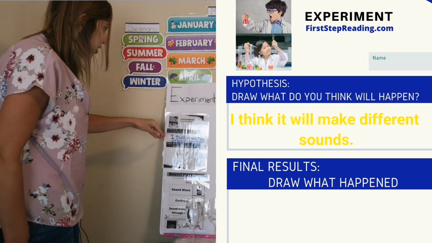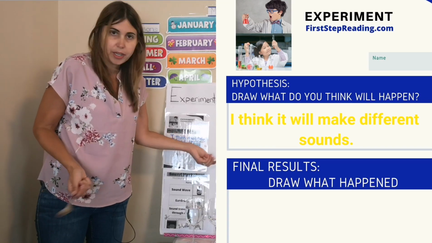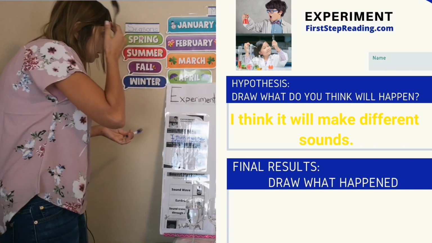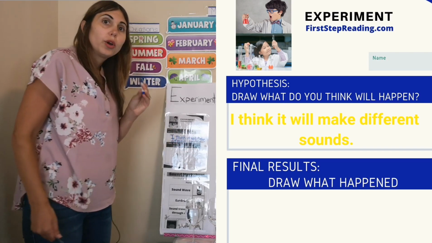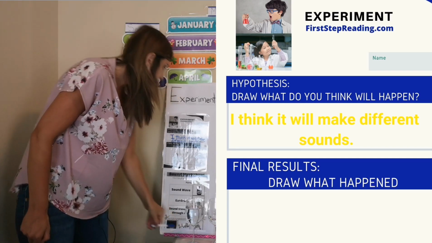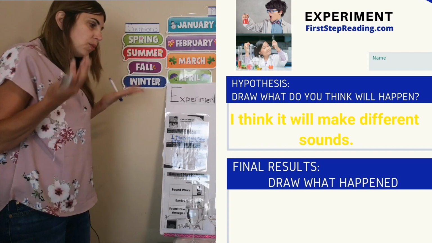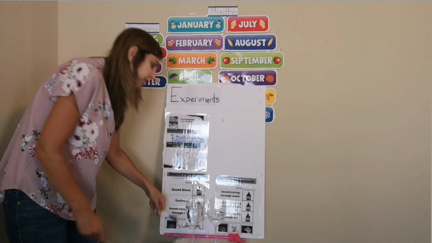So for today, your hypothesis is probably not going to be a drawing because you can't really draw sound, but you can have an adult help you write it in yellow, or you could try to sound it out, and then you trace it. So that's my hypothesis, what I think is going to happen. And then my final results is what actually happens.